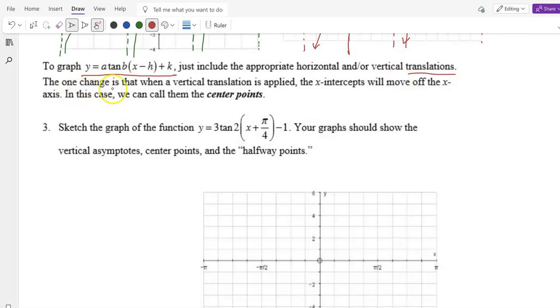The one change is that when a vertical translation is applied, the x-intercepts move off the x-axis. They don't just move left or right, they move off it. In this case, we call them center points. So the center points which are there, the x-intercepts. So now let's start.